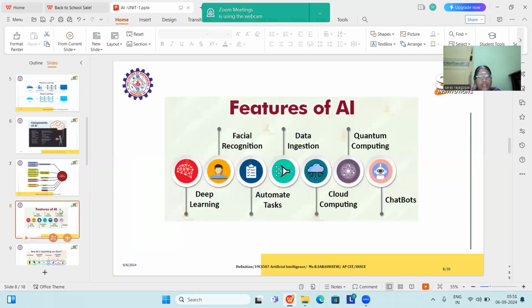Future of AI. There are different types of futures of AI. The AI can be facial recognition, data ingestion, and quantum computing.